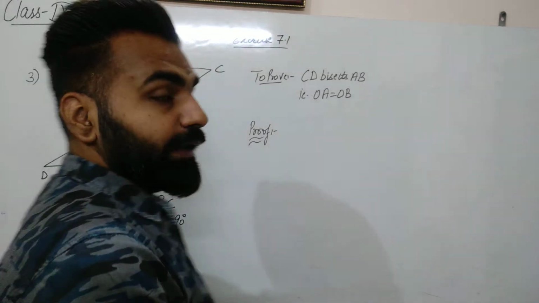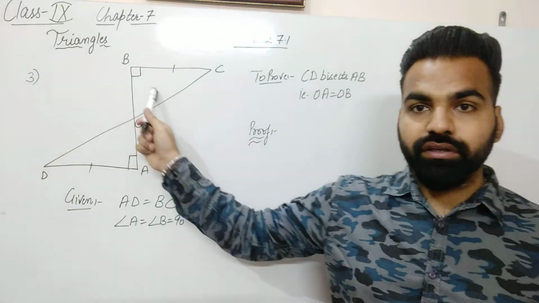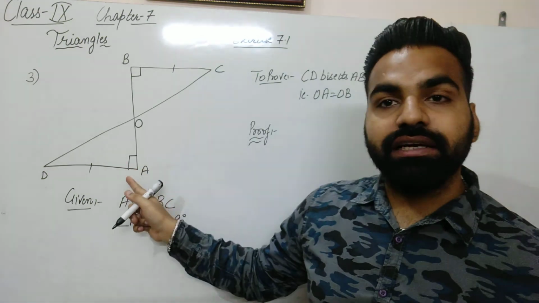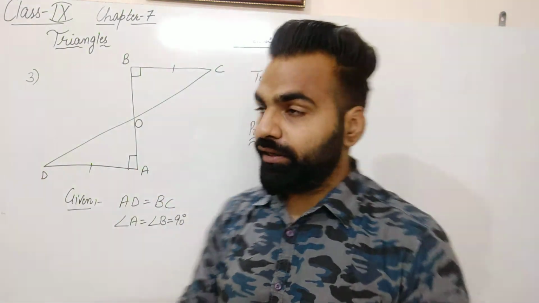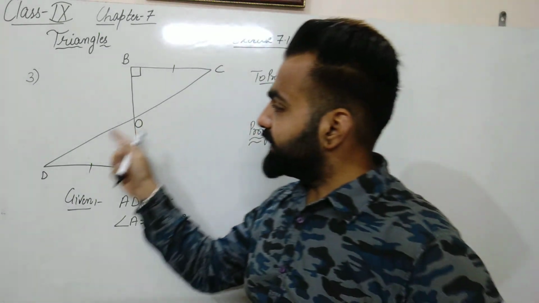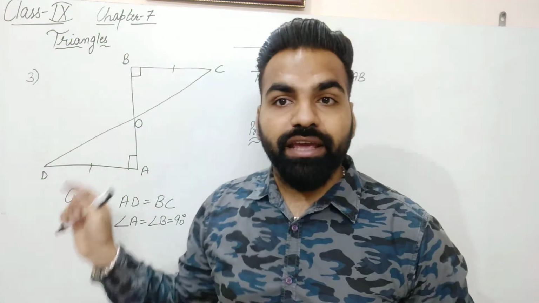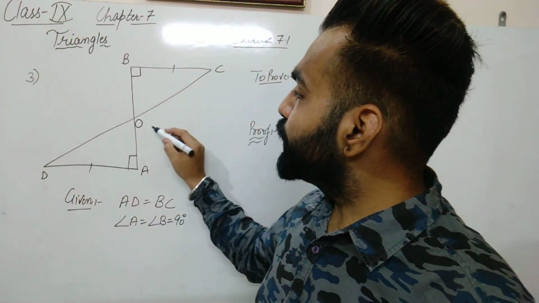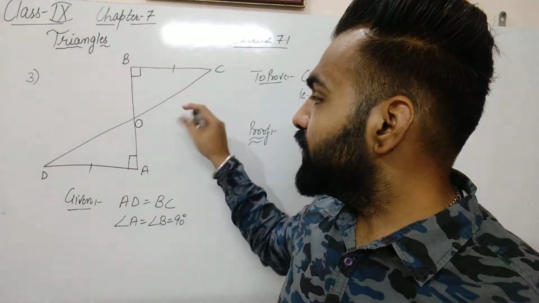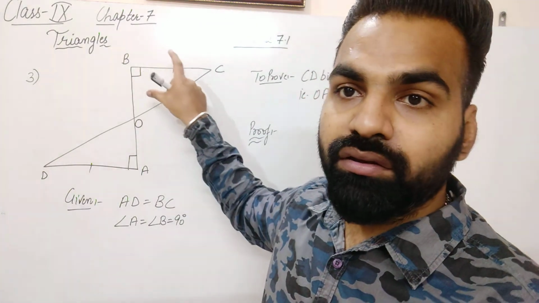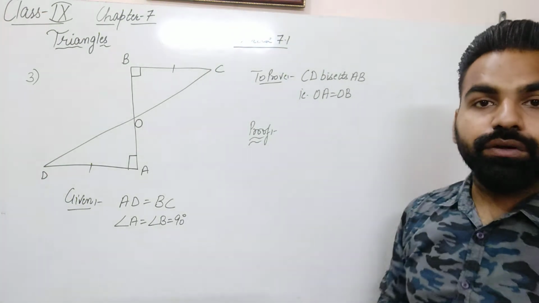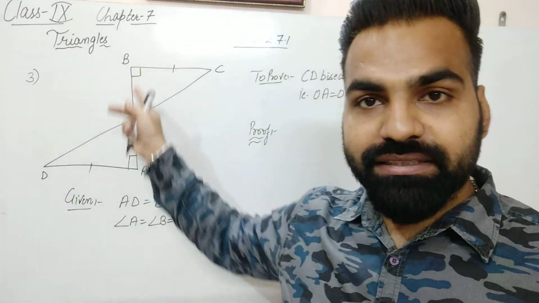Now the question number 3 here. See the figure. There are two triangles here. AD is equal to BC, and these two angles, that is angle A and B, are of each 90 degree. So we have to prove that CD bisects AB. This line CD bisects AB. So AB is bisected. So we have to prove that O is the midpoint here. If O is the midpoint, then OA should be equal to OB. Then we can say that AB is bisected. So we will prove here that OA is equal to OB. That means CD bisects AB.